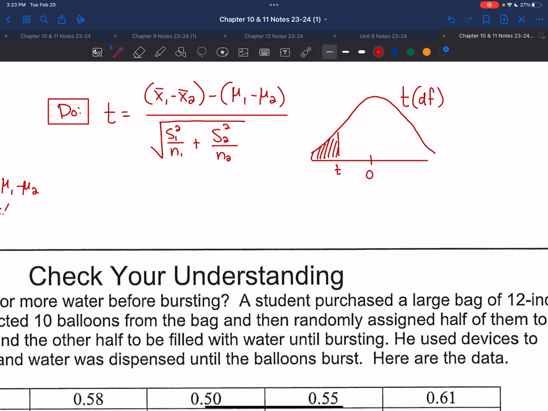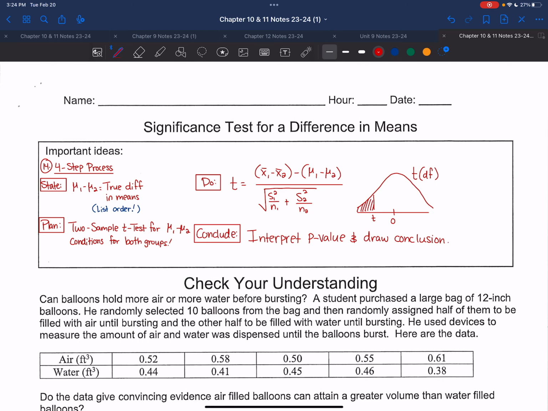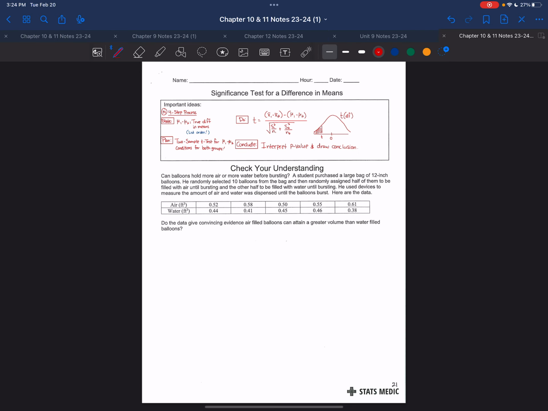And then in the conclusion, so in the conclude, don't forget you need to interpret the p-value. And draw your conclusion. So do you reject or fail to reject the null? Do you have or not have convincing evidence of the alternative? All right, so check your understanding. Going to leave that for you.